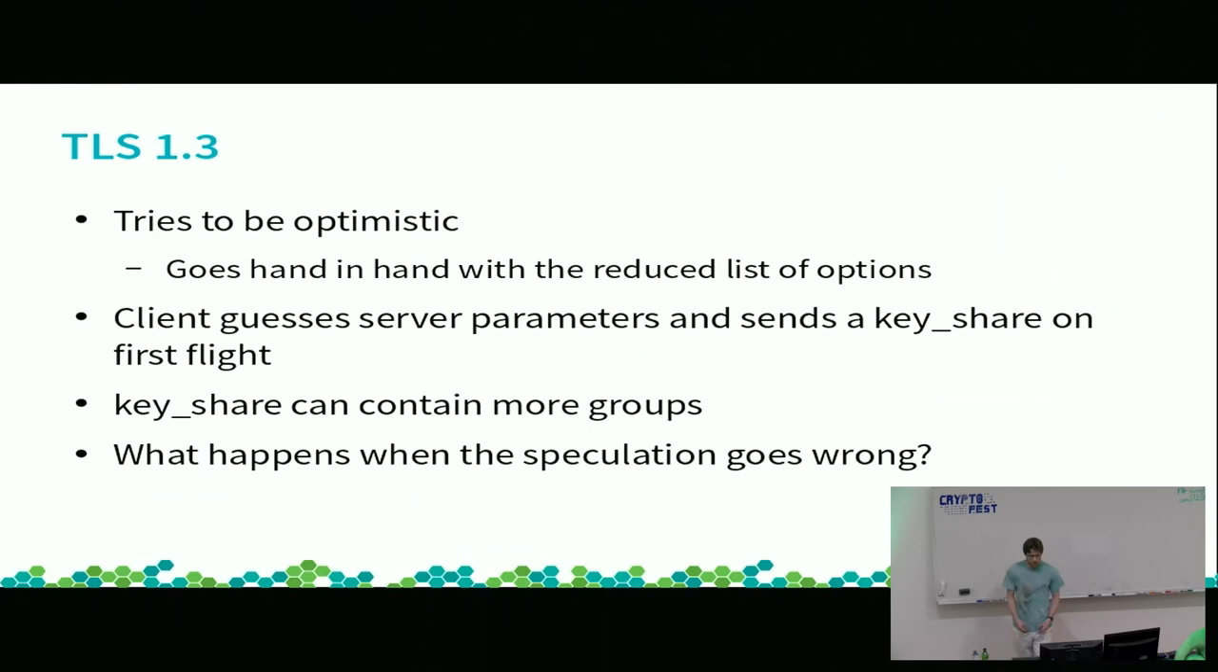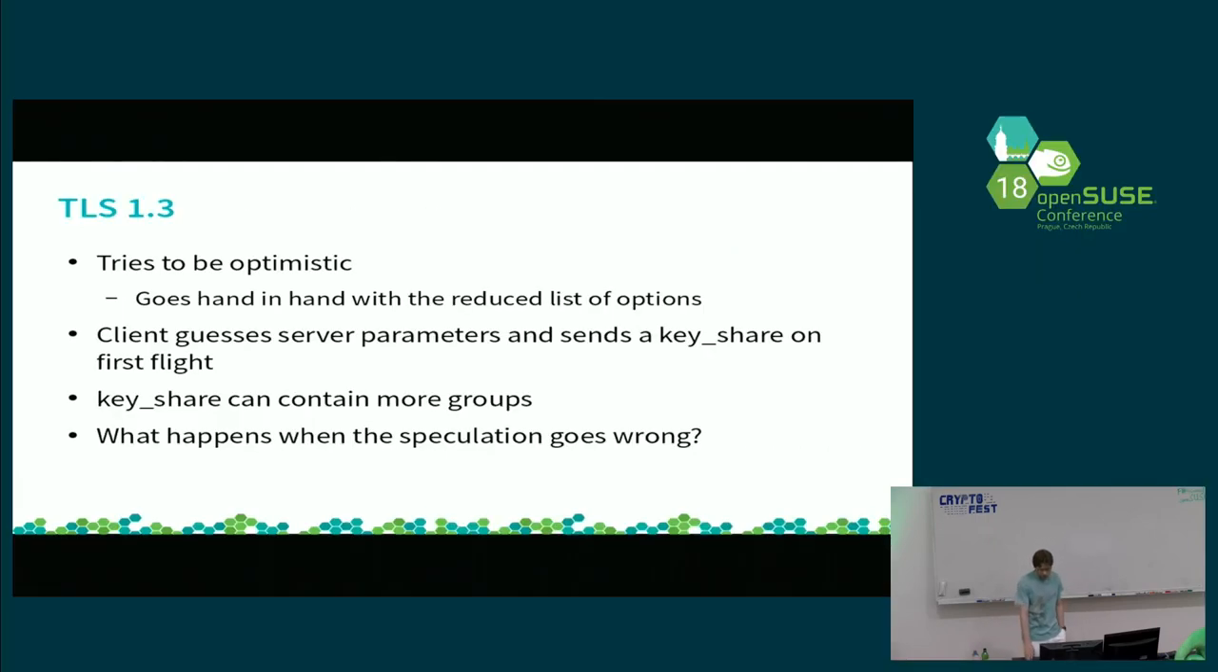This is basically what I just said. The key share offered to the server can be for more groups. For example, the client can send P256 and X25519, and if the server supports either of them, it can just pick one and send the single key share for it.